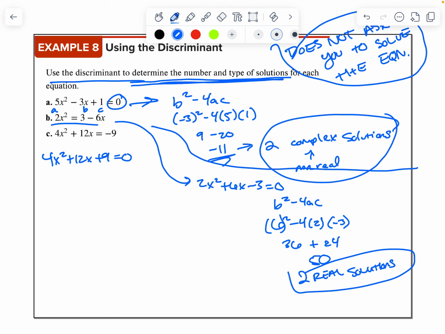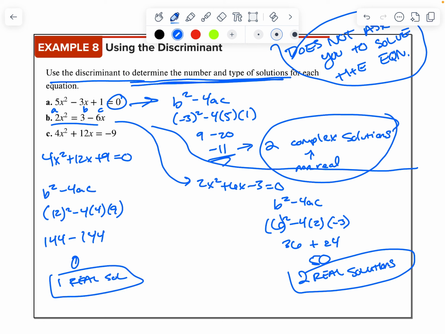You do want to get it equal to 0 first. Sub in our numbers. 4 times 4 times 9 is 144. 144 minus 144 is 0. And if you look back at your chart, that means it has one real solution. Again, this is not asking us to find the solutions. It's just asking us how many solutions it has and what kind of solutions there are. If it ever asks you to use the discriminant, you're not going to have a real number answer. You're just going to say how many solutions it has.